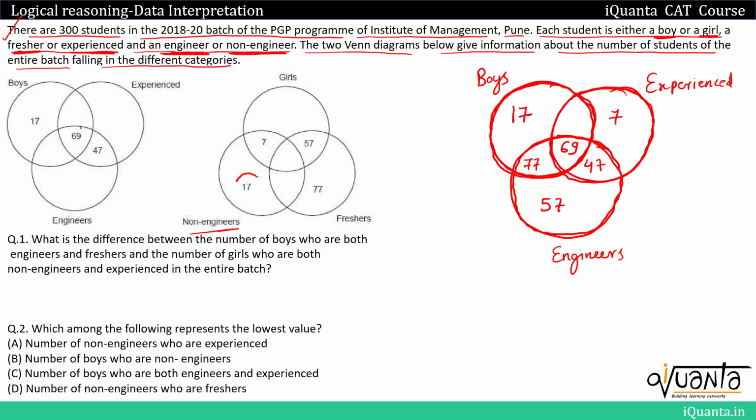Now at last we remain with this 17 over here. Let us find out what is this 17 representing. Since it is lying in the set of non-engineers, so we are talking about non-engineers.